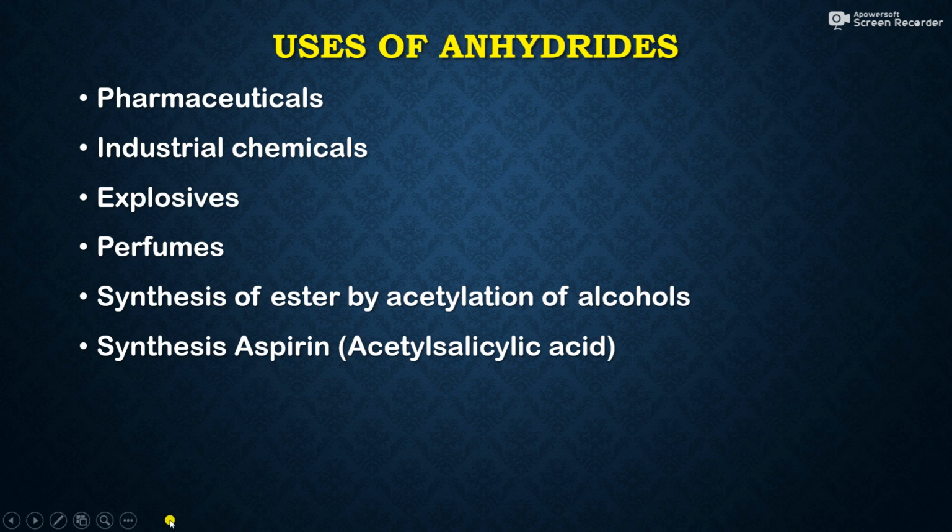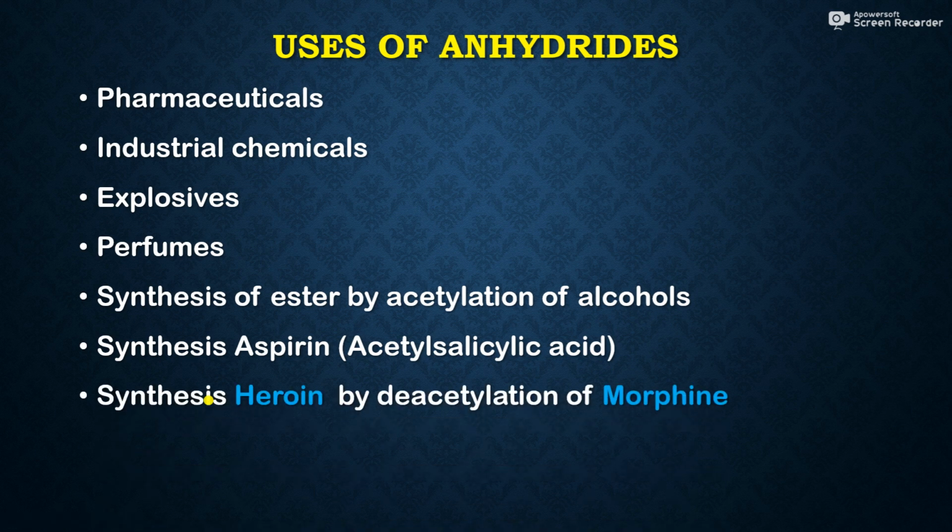Then one more compound you might be aware of, aspirin tablet. So what is the chemical name of aspirin tablet? It is acetyl salicylic acid. So this pharmaceutical compound, acetyl salicylic acid or aspirin, is synthesized by using acetic anhydride. You might know some narcotic drugs, or you might have heard of these drugs. Synthesis of heroin by deacetylation of morphine can be achieved by using acetic anhydride.